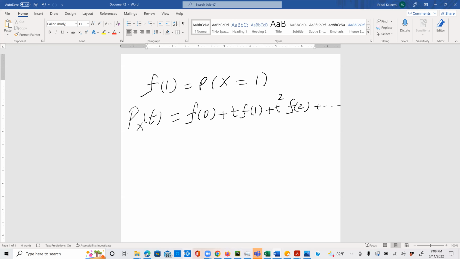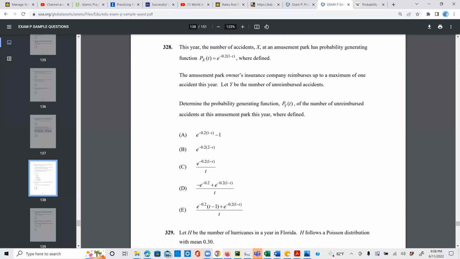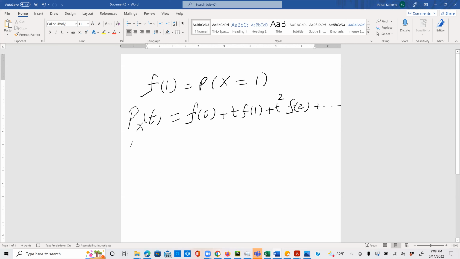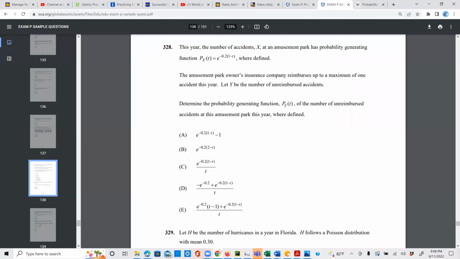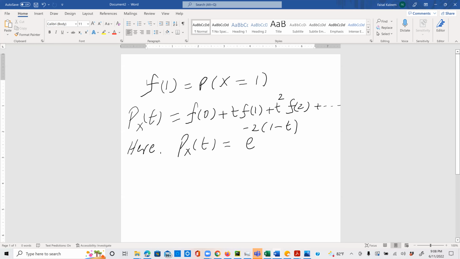Now let's return to the problem. In this case, we are given that P_X(t) is equal to e to the power negative 0.2 times (1 minus t). Okay, negative 0.2, thank you.